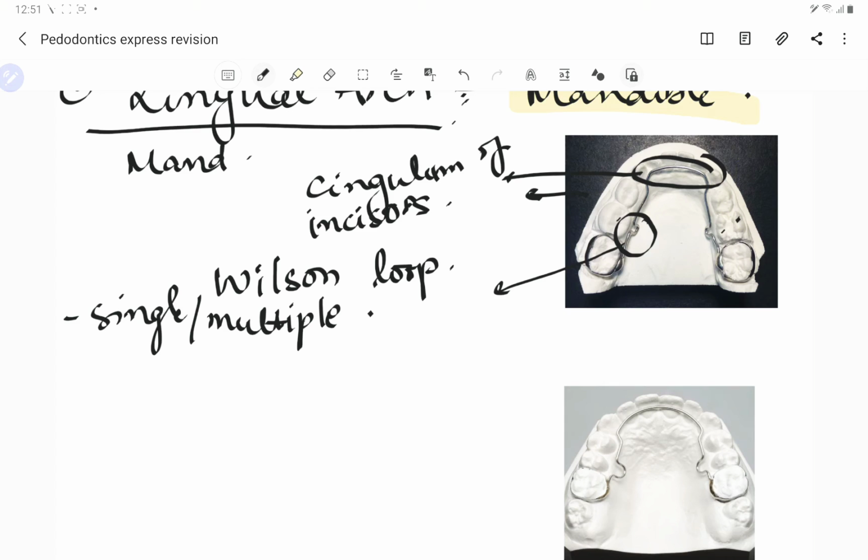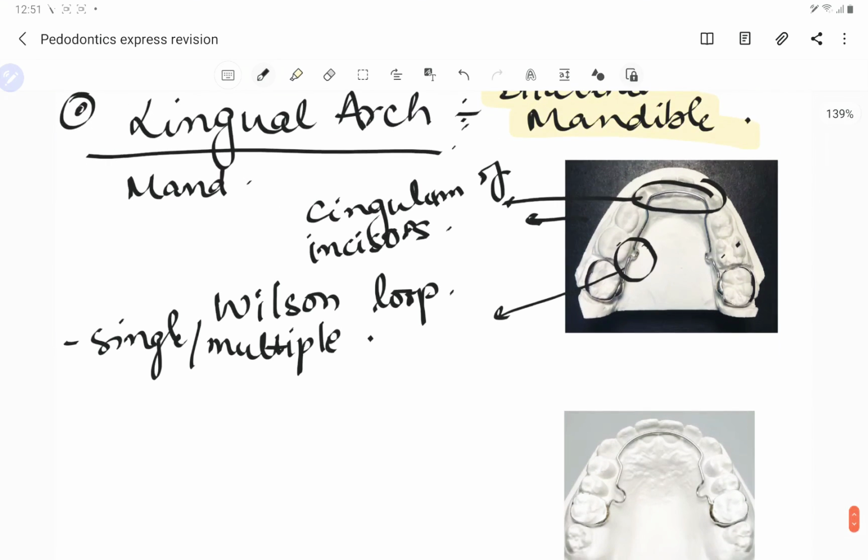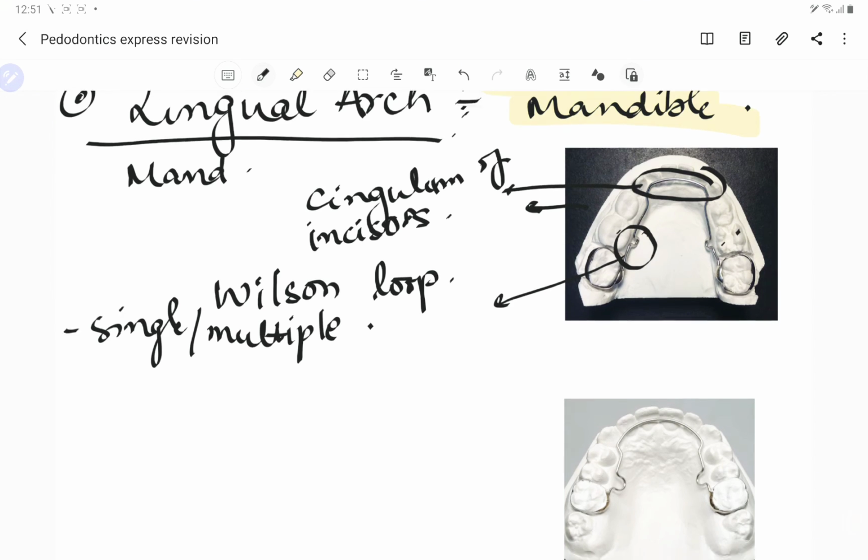Once the primary incisors are shed off and the permanent incisors have erupted, then you can rest this lingual arch wire on the cingulum of the permanent incisors. But you have to make sure that it is 1 to 1.5 millimeter above the gingival margin, so that there is no impingement.